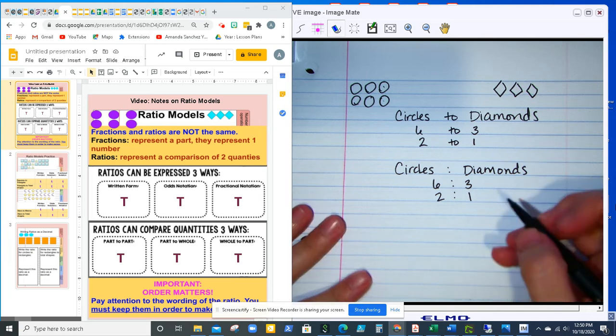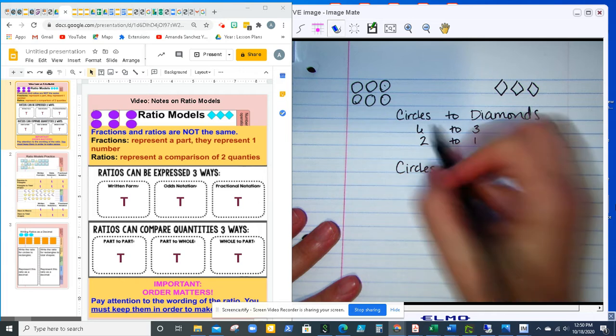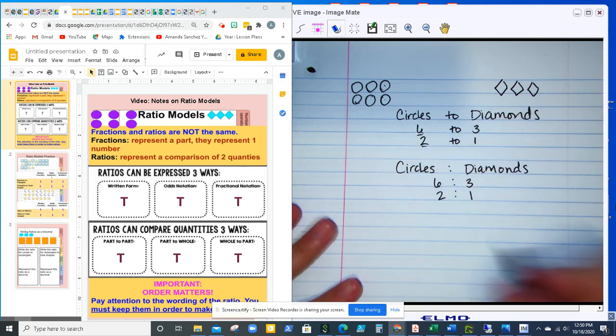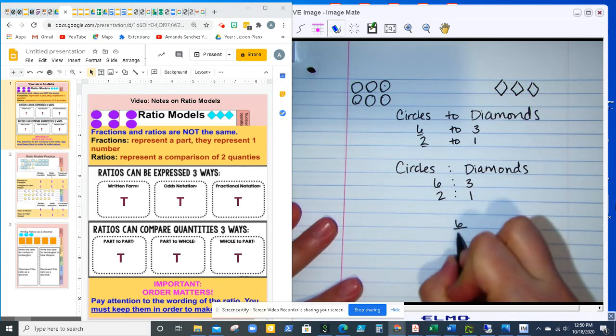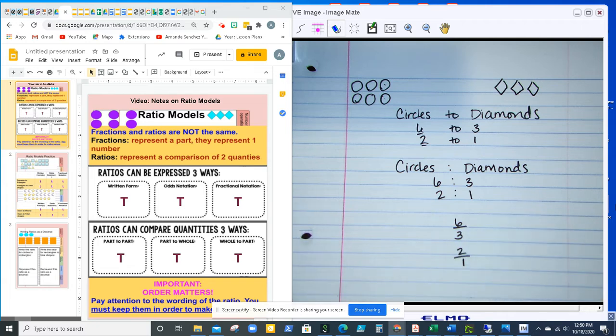And then the last way is fractional notation. So you would put it as a fraction. Whatever number you have first, that's the numerator. So it would be 6 over 3 or 2 over 1. And you leave these improper. Don't ever change them into mixed numbers, even though they're improper. We just got finished changing impropers to mixed, but leave them as they are.